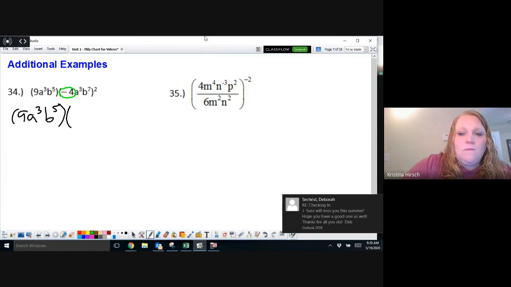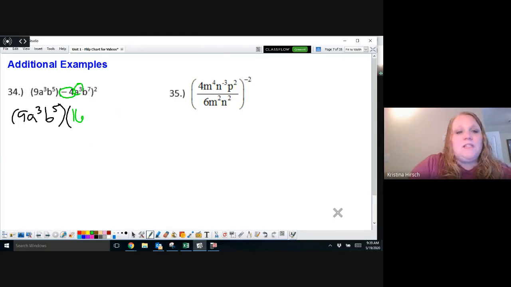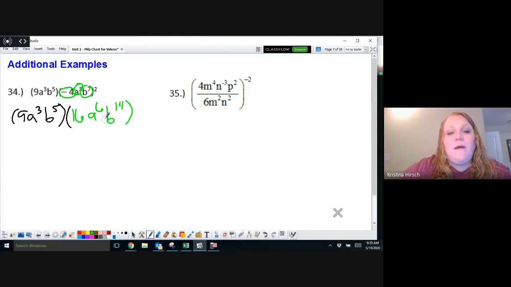So this would be 16, and then a cubed, 3 times 2 is 6. B to the 7, 7 times 2 is 14. Remember, with power to a power, you multiply. So now I have individual terms, but these are in parentheses. So technically I am multiplying. And when you multiply, you add.